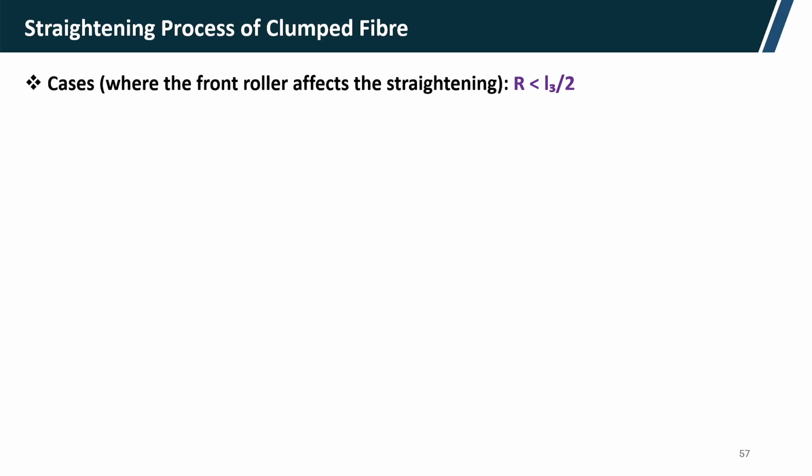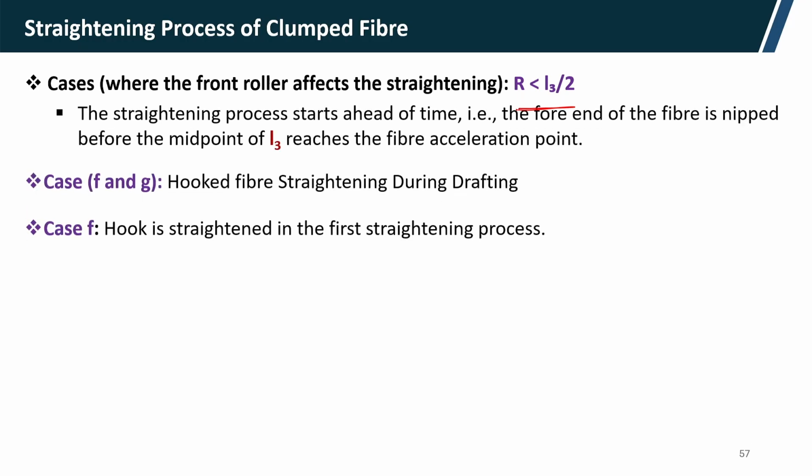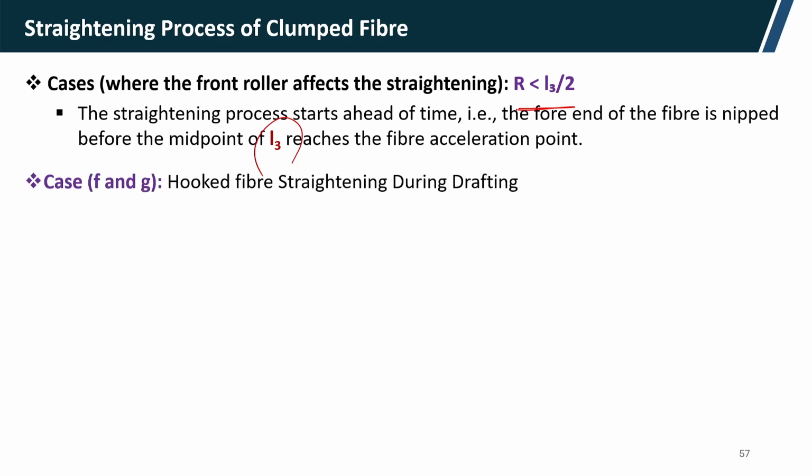Now, in these cases where the front roller affects the straightening, R is less than L3 by 2. So, we can see here, in that case when R is very low, the straightening process starts ahead of time. The fore end of the fiber is nipped before the midpoint L3 is reached at the accelerating point. Case F and G, hooked fiber straightened during drafting.